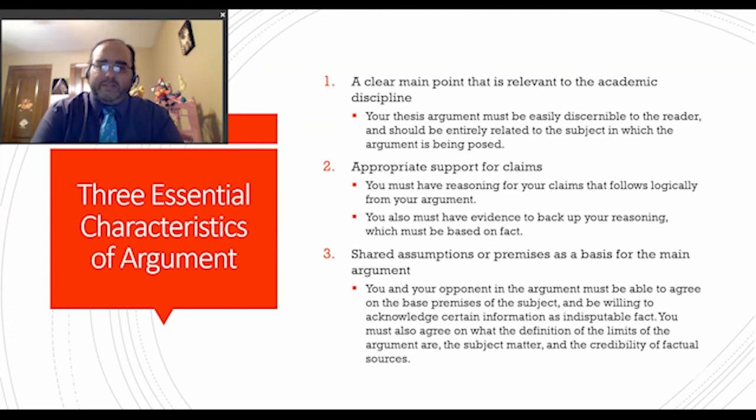That gets us to number 3. Shared assumptions or premises as a basis for the main argument. So you and your opponent in the argument must be able to agree on the base premises of the subject and be willing to acknowledge certain information as indisputable fact. You must also agree on what the definition of the limits of the argument are, the subject matter, and the credibility of factual sources. Okay?